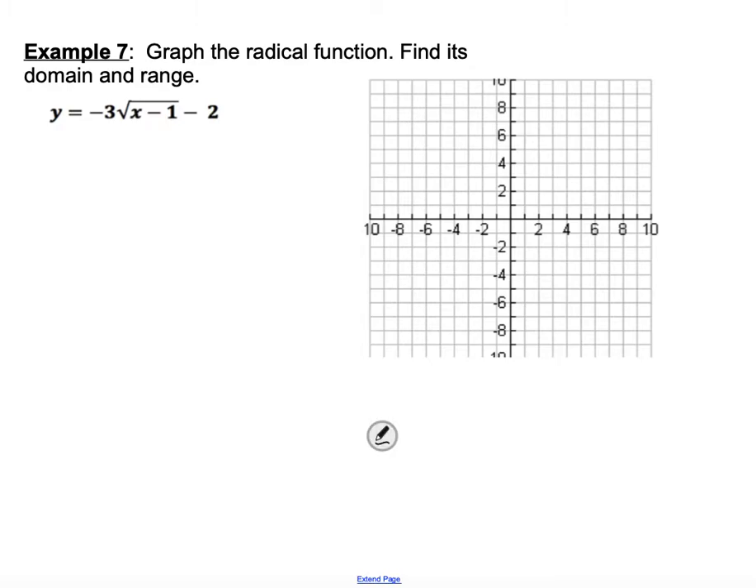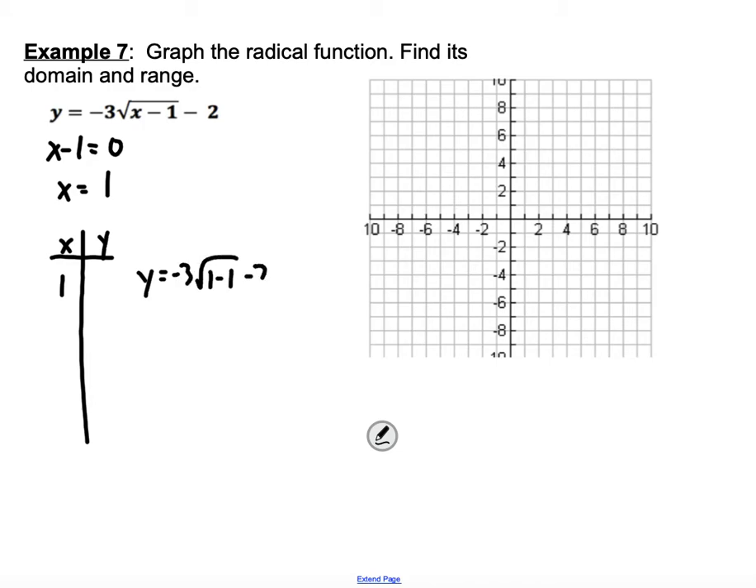All right, again, whatever's underneath the radical there, you have to set equals 0. Solve for x. So if I put 1 in there, 1 minus 1 is 0, square root of 0 is 0, times a negative 3 is 0, minus 2 is a negative 2. Pick something larger than 1, so maybe like 2. 2 minus 1 is 1, square root of 1 is 1, times a negative 3 is negative 3, minus 2 is negative 5.